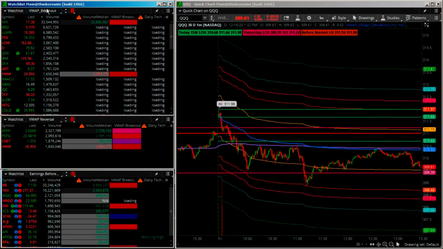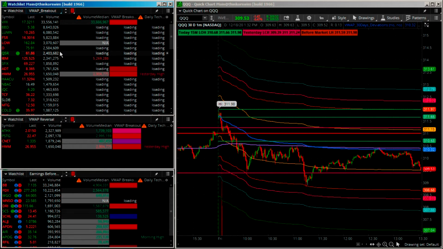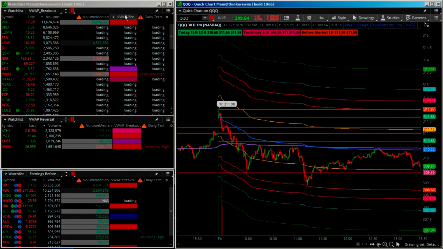So the first one is the VWAP breakout. This one will notify you every time there's a VWAP crossing. Every time a stock crosses the VWAP, either the multi-day or the 1 minute VWAP, it will pop up over here. This refreshes every 3 to 7 minutes according to ThinkOrSwim.